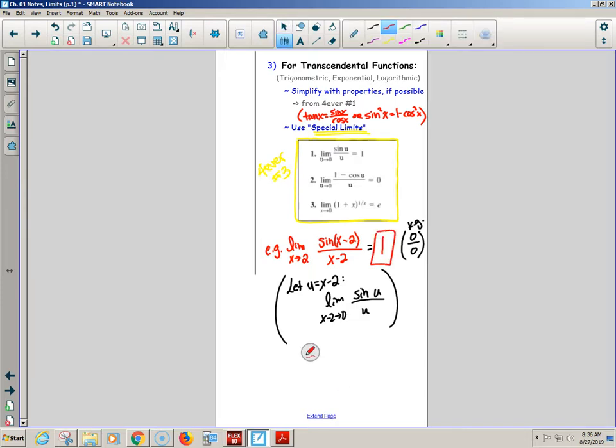So my card is built for harder problems where it's not just sine of x over x, but they could have it look a lot differently, and yet the exact same principle applies. Does that kind of make sense? You can do the same thing with 1 minus cosine of u all over u.